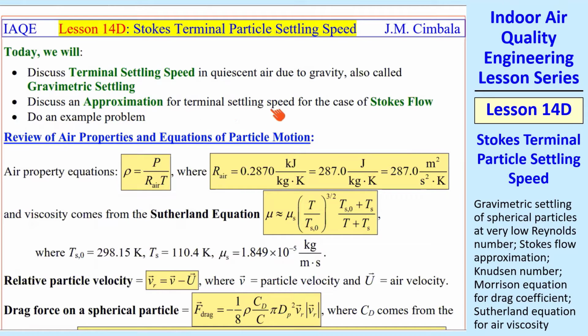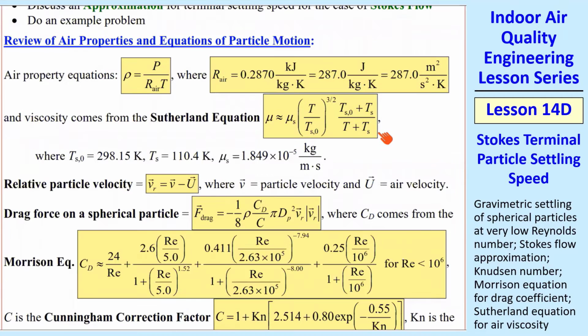In particular, we're going to use a simple approximation, that of Stokes flow, and then next lesson we'll get into the more general case. Before I do that, I have just a quick review. Air properties: we have the ideal gas law, and then we have the Sutherland law to get the viscosity, and these are all the constants for that.